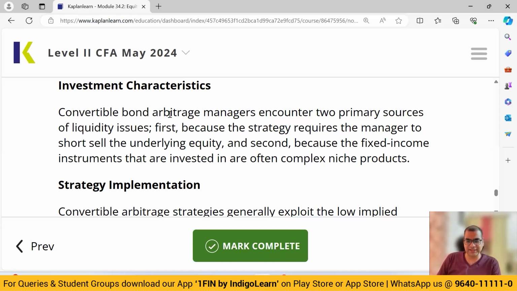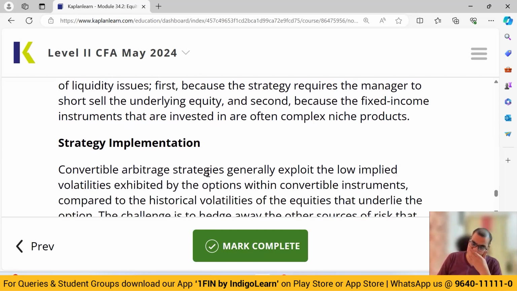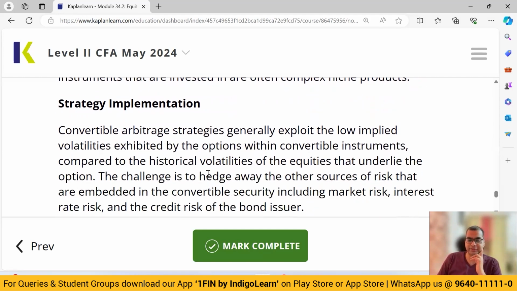We talked about liquidity, no? I said liquidity is poor. Actually, liquidity is poor. So you can write somewhere that liquidity is poor because of complex products. Yeah. Complex products, low liquidity.